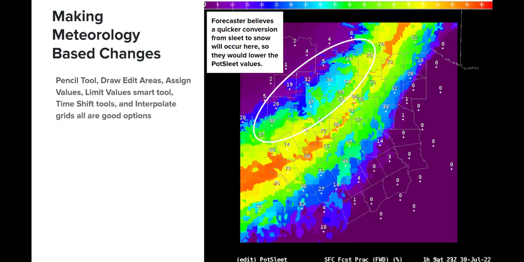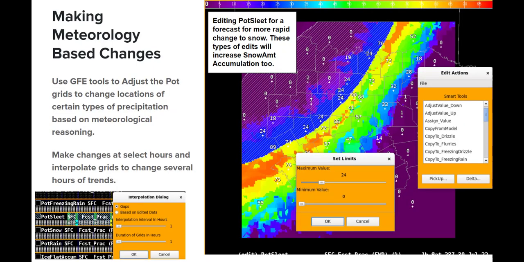Some examples of other large-scale changes you may make may be shifting the band of snow or sleet in time and space based on the short-term forecast data by editing the pot grids directly. But how would a forecaster make these large-scale changes? Again, you can just use standard GFE tools to adjust the pot grids. This might be using edit areas, pencil tools, or limit value tools.